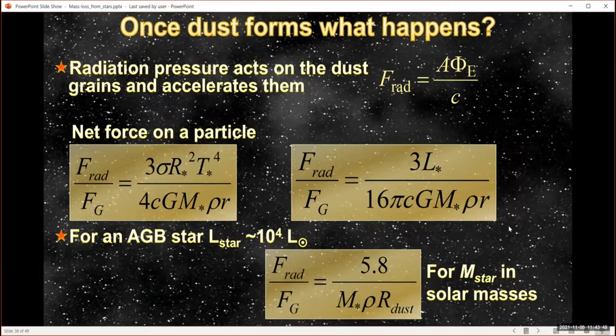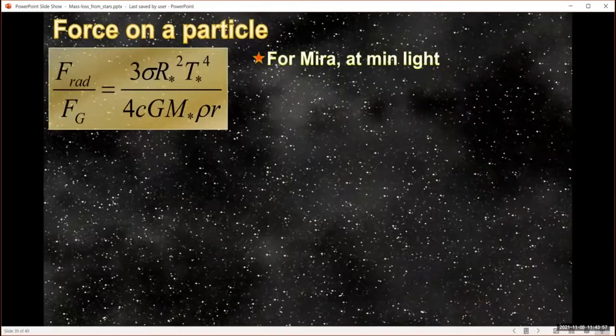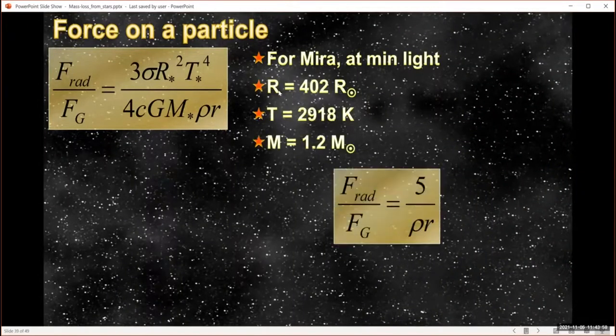And so now we can use this to work out what should be going on with our dust around our AGB star. So here's that equation again. Now in this case, I'm actually going to use the radius and the mass and the temperature. So I've got the temperature of Mira at minimum light. I've got the radius of Mira at minimum light, and I've got its mass. And so I can plug all of that in, and what I get is an equation like this.